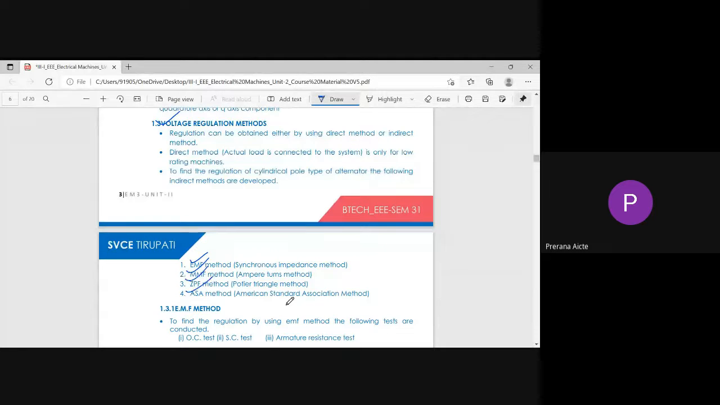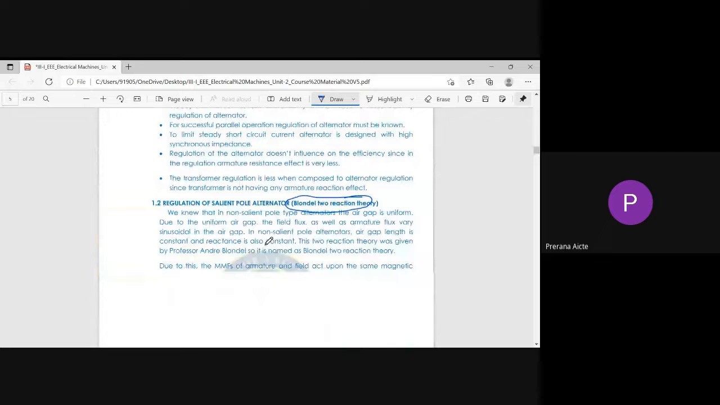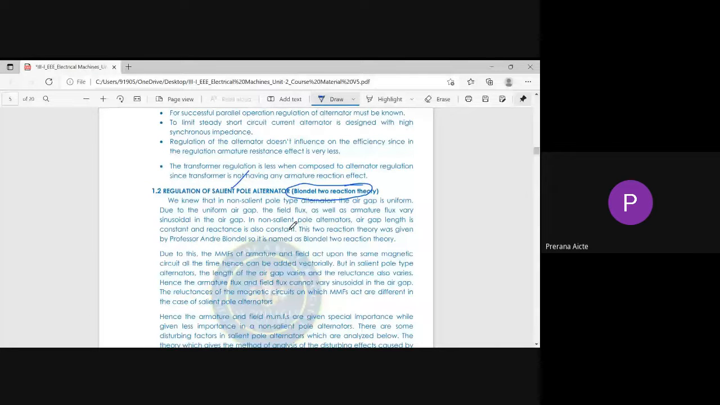ASA method. These are the methods. So, what is the difference between a salient pole synchronous generator and a cylindrical rotor synchronous generator? Already we have discussed this point.